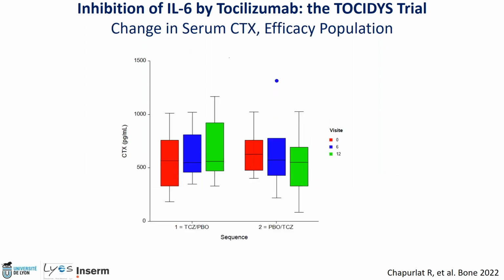The primary outcome was the change in serum CTX, and this was quite disappointing because you can see here that there was absolutely no difference between the treatment sequences, and so tocilizumab did not reduce CTX, and it did not reduce any of the other markers that we tested, including P1NP, alkaline phosphatase, well, bone alkaline phosphatase, or ICTP.